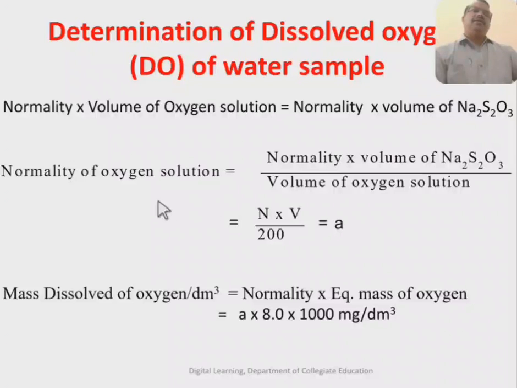If A is the normality of the oxygen solution, then the mass of dissolved oxygen per liter can be calculated as normality into equivalent weight. So A into 8 is the equivalent mass per liter, in 1000 milligram per dm cube. The value obtained is the amount of dissolved oxygen present in the water sample. So in this way we can calculate it for the water sample.